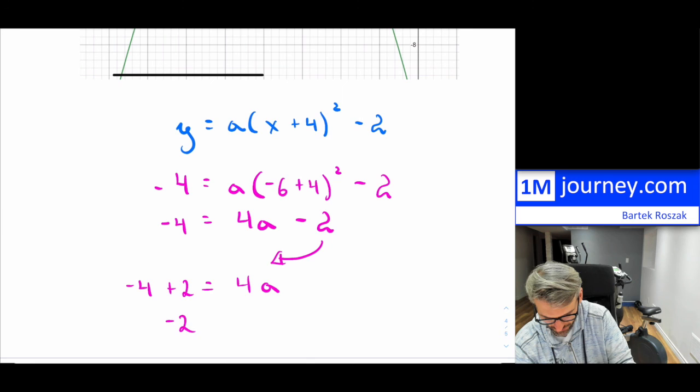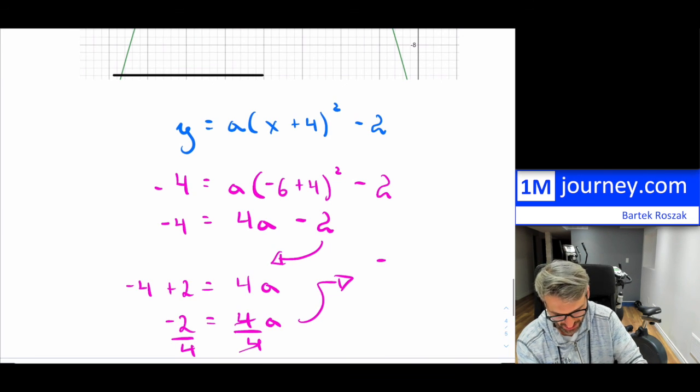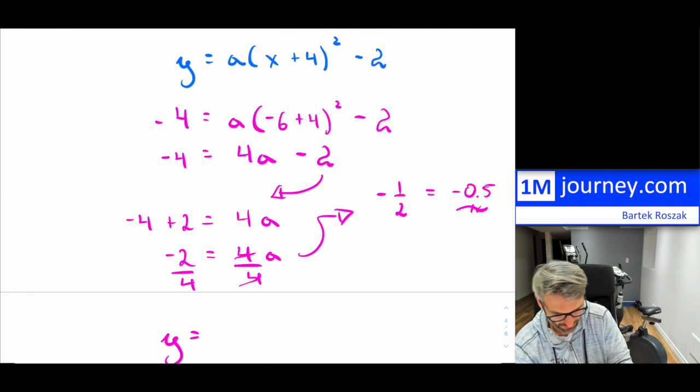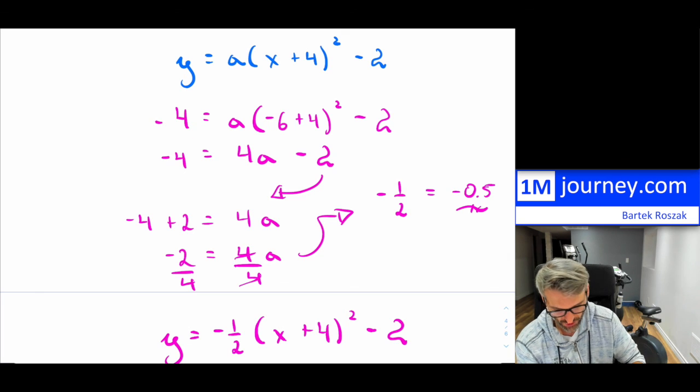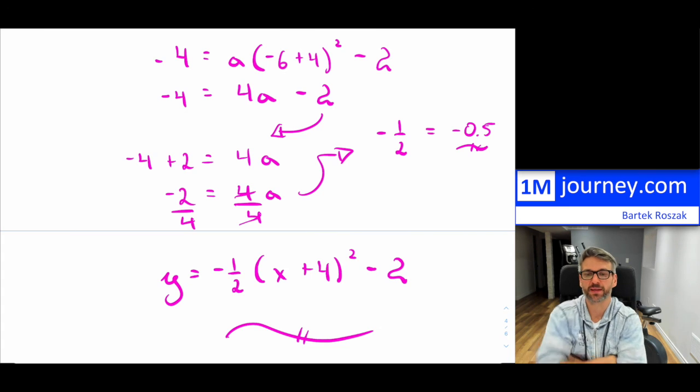So this is negative 2 is equal to 4a. And now divide by 4, and then you have your a. So your a is basically negative 2 over 4, which is just negative a half, or I guess you can put it as negative 0.5 if you want it as a decimal. So your overall equation, I'll leave it as a fraction, is y equals negative 1 over 2 times x plus 4 squared minus 2. And that's how you would actually utilize these parabolas and then transform them so you have equations out of them. It's actually not that difficult.